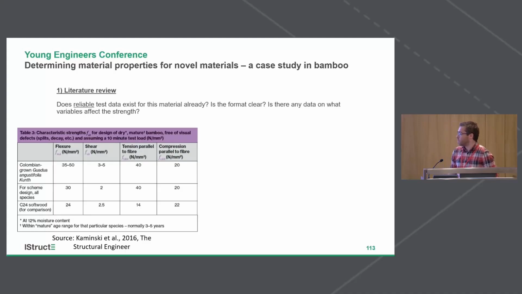So two examples here. This is a publication we did for the Structural Engineer a few years ago, and we intentionally published reliable data, but we've specifically said the format. We've said this is a characteristic strength for dry, mature bamboo that's been graded, assuming a 10-minute load test at 12% moisture content. I mention this because I've actually seen very few publications that are so clear in terms of what that data is. And that's really, really important. If you don't see that, it's not necessarily that reliable.